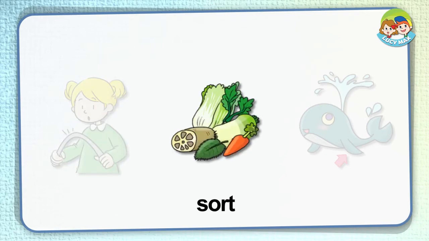Sort. There are different vegetables in the picture. There are sorts of vegetables. We say sort when people or things have something in common. The carrot is a sort of vegetable.